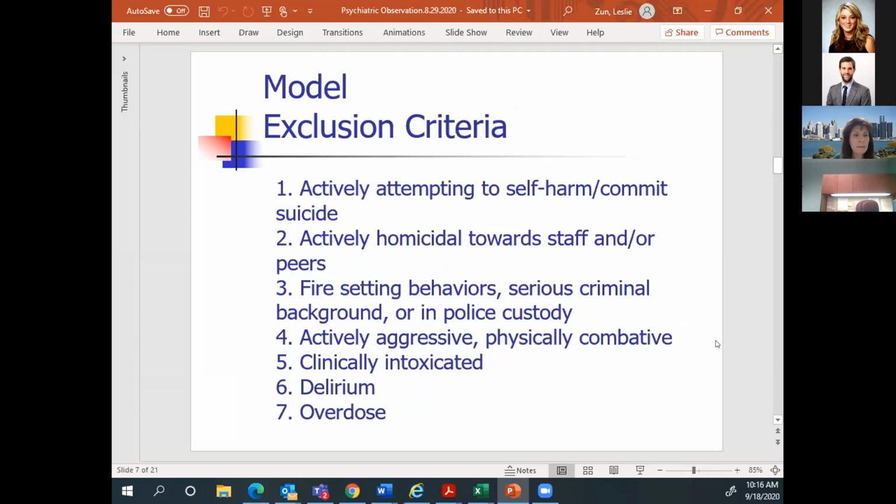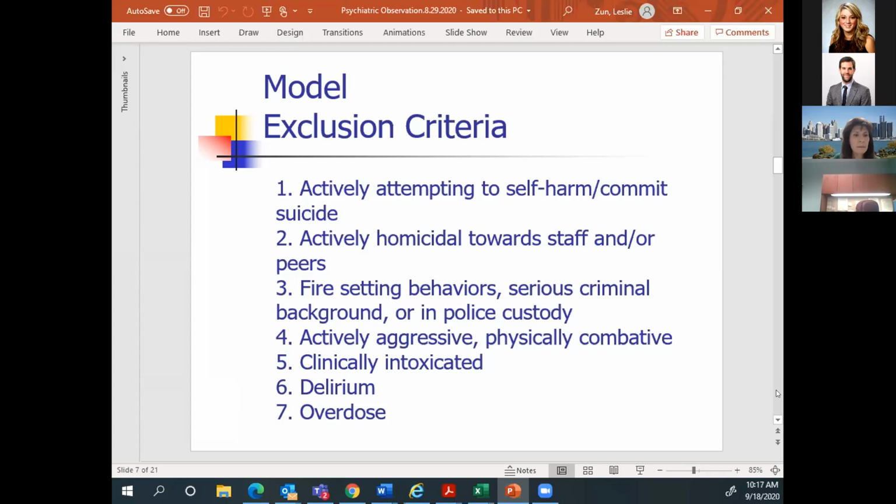Some exclusions: if they actually have a plan to self-harm or to hurt someone else, we don't want to put them in there. If they have a history of fire setting or a serious criminal background, they're going to use this as a means to get out of their criminal issues, and you don't want the police there watching them. So no one in police custody. If they're clinically intoxicated, probably it's best that they're a little more sober, but some units actually do take folks that have a substance use disorder and a psychiatric disorder. You don't want patients with delirium or overdose.